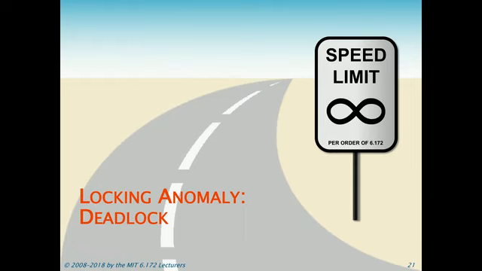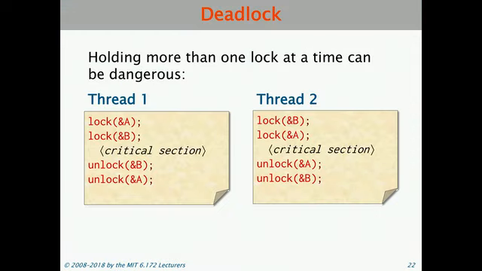Deadlock. I mentioned deadlock earlier. Let's talk about what deadlock is and understand this. Once again, I expect some of you have seen this, but I still want to go through it because it's hugely important material. This is the issue that holding more than one lock at a time can be dangerous. Imagine that thread 1 says, I'm going to lock A, lock B, execute the critical section, unlock B, unlock A, where A and B are mutexes. And thread 2 does something very similar. It locks B and locks A, then does the critical section, then unlocks A and then unlocks B.